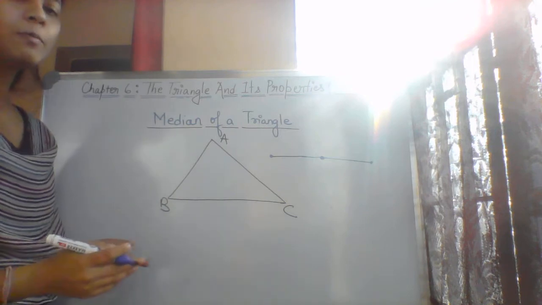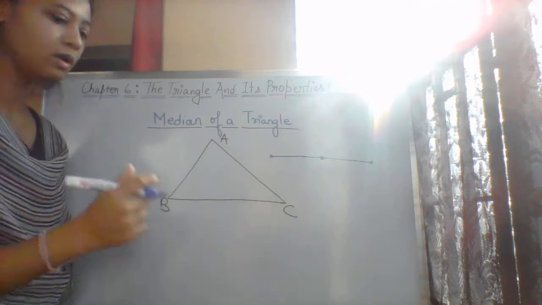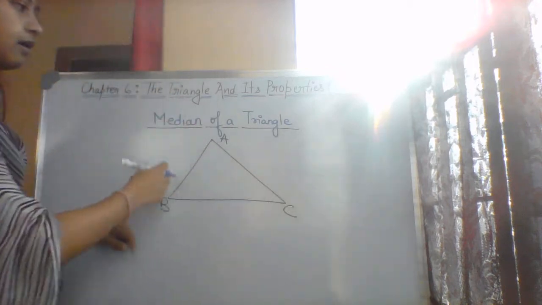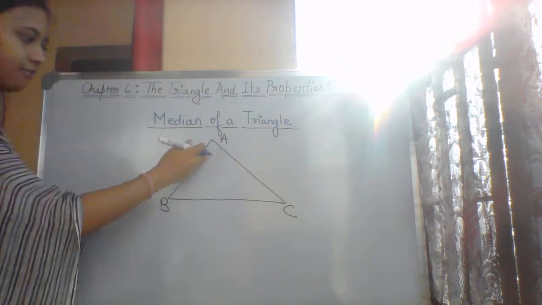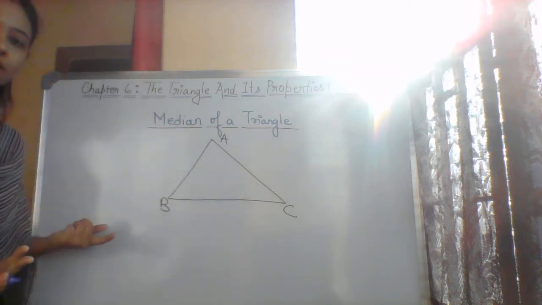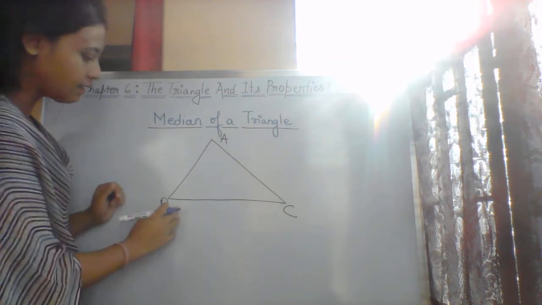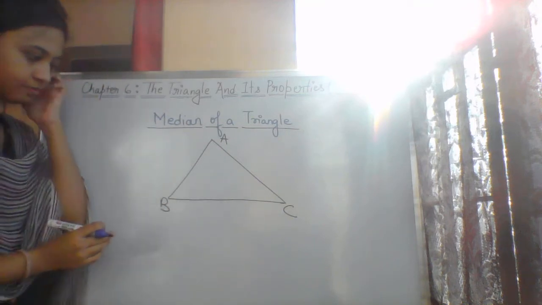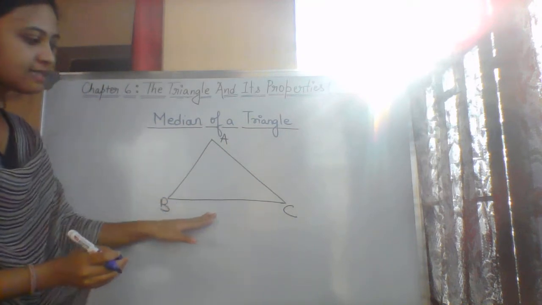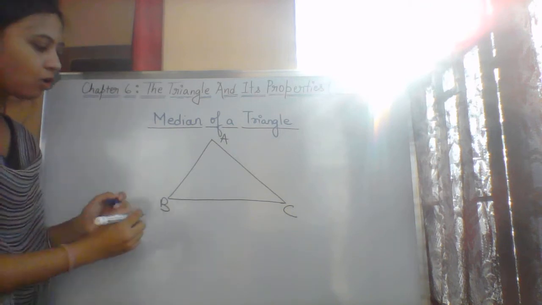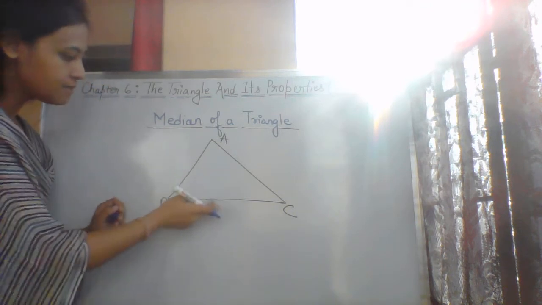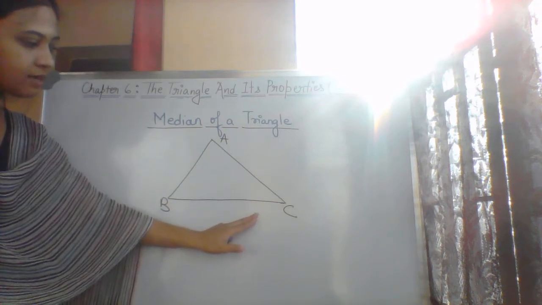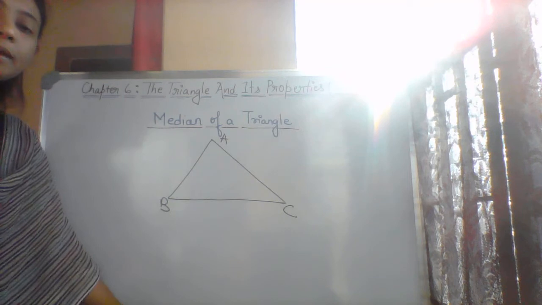So how many midpoints are possible for a line segment? Only one. Yes. So how many midpoints are possible in a triangle? Since it has 3 line segments, 3 midpoints are possible. So let us take BC. Whatever we keep at the bottom, that line segment serves as the base. In this triangle, we can take BC as the base.